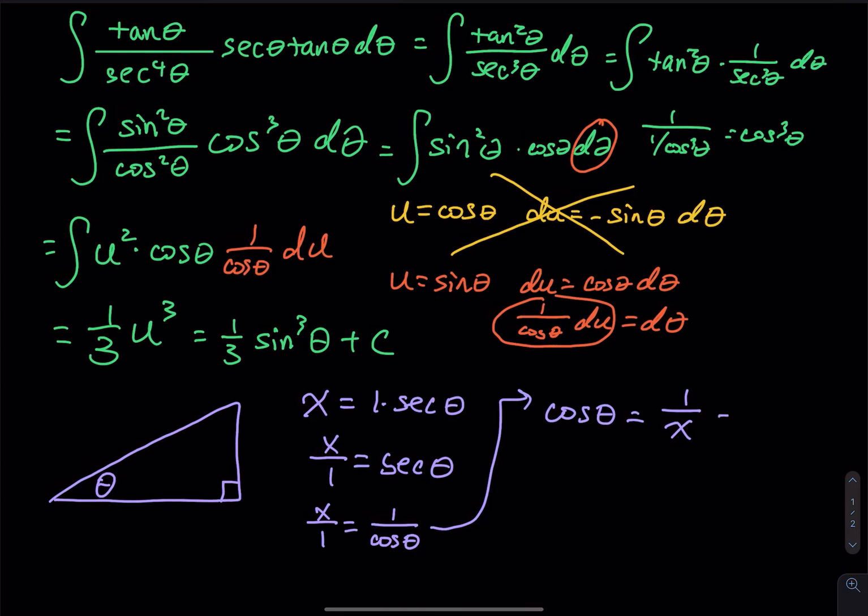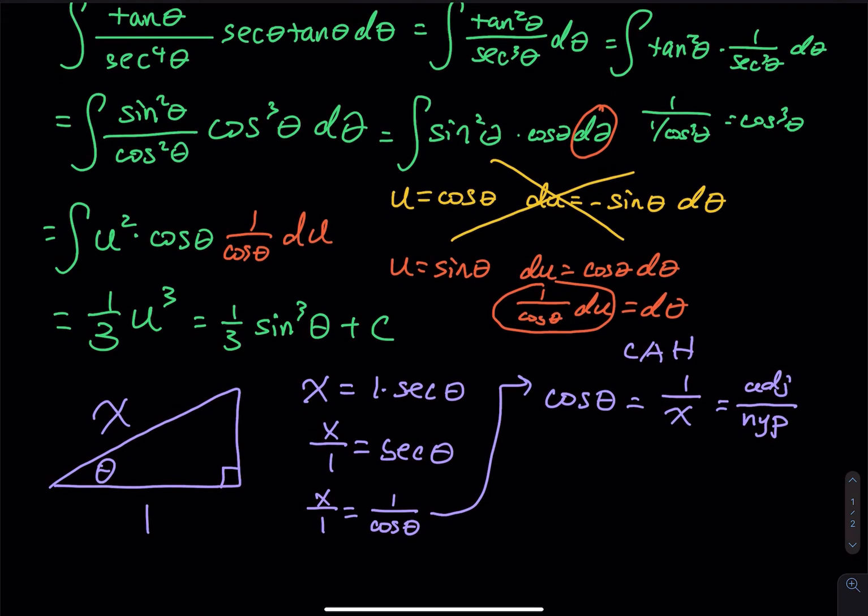And then cosine, well, do you still remember this? SOHCAHTOA, C-A-H. So the A is adjacent, and the H is hypotenuse, right? So adjacent is equal to 1, hypotenuse is equal to x. What about the opposite? To figure out what the opposite is, here is what you can do.